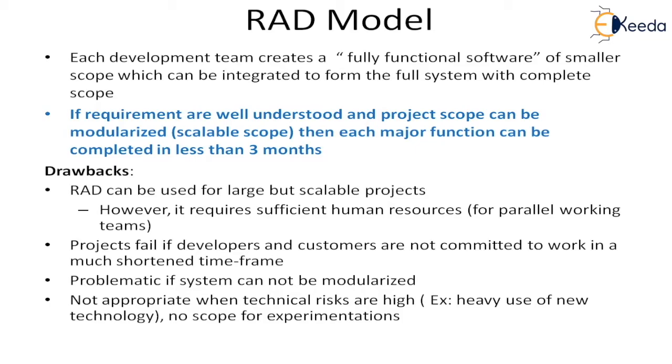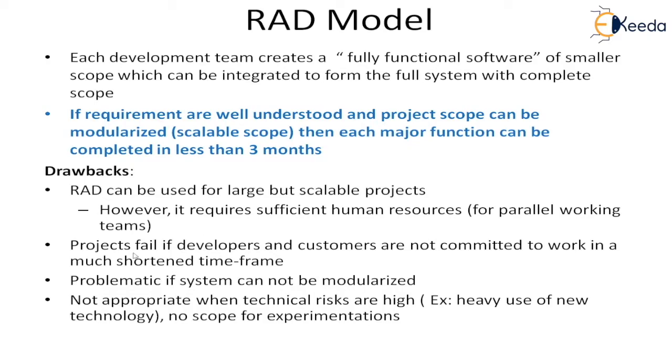So let's say we have 10 teams, and each team takes around 7 to 8 engineers. Then we need to have 70 software engineers available with us at the same time, within the same span of 3 months, or a little more than that, because they have to be associated with other activities also. So this is a major problem for using the RAD model. One of the drawbacks is that it requires a sufficient amount of human resources at the same period.